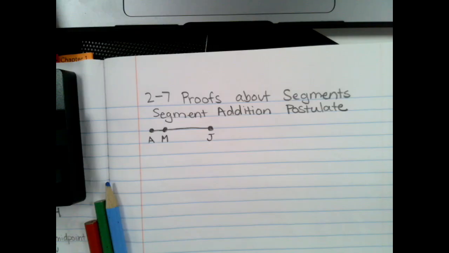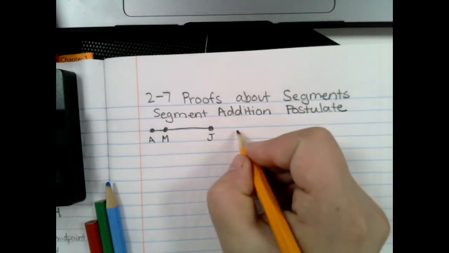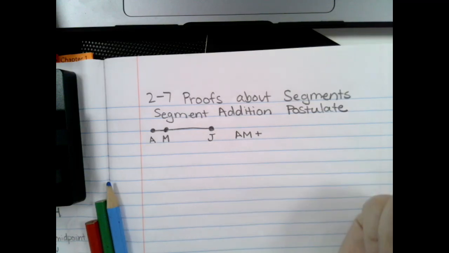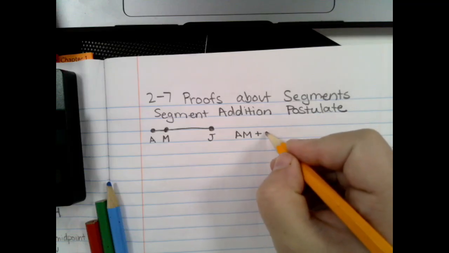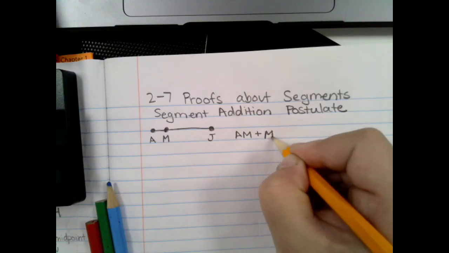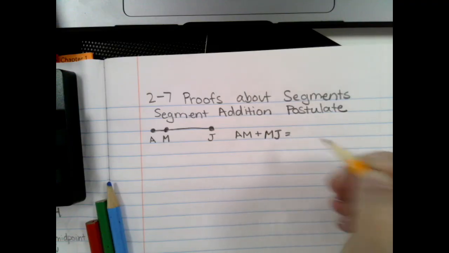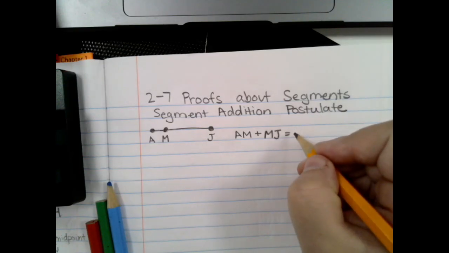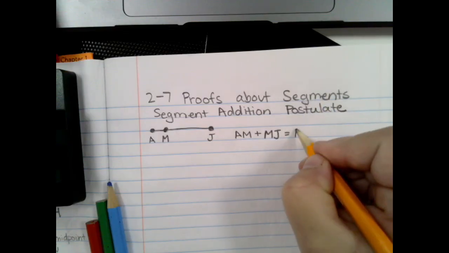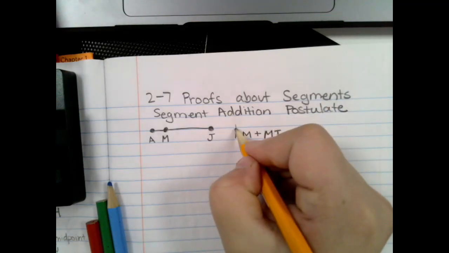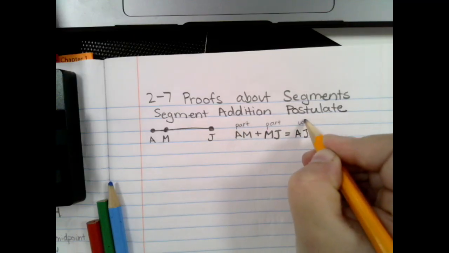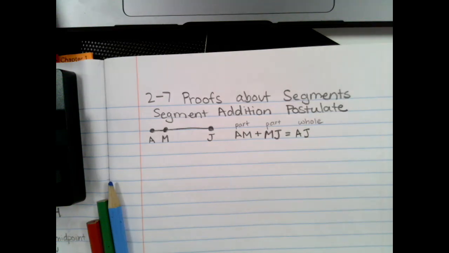All right, so as we look at this, we're going to take our two parts. So I have AM, and when I put that together with the other part, what's our other part? MJ. All together, what's that distance going to equal? AJ, yep. Perfect. And that's just what we just did in that warm-up. When we do a part plus a part, it's going to equal the whole. Okay, we've already done that.